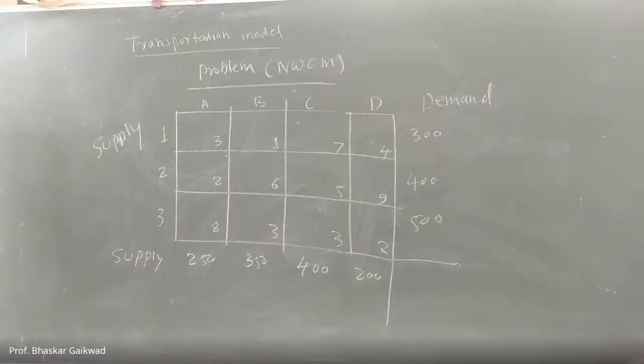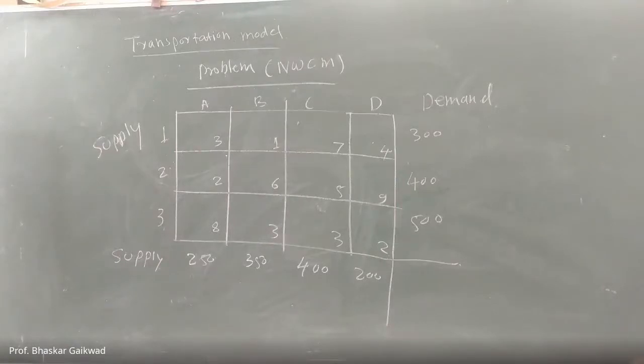Essential from the GATE point of view. Now, this transportation model's first method is the northwest corner method. So one chart is given, with destinations and suppliers, meaning from which place we have to supply to which stations. That table is given.